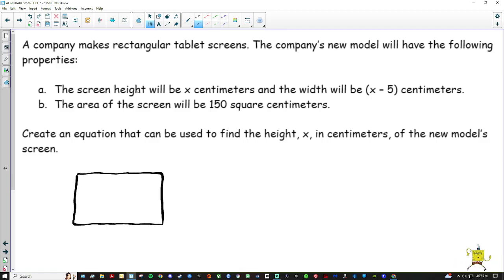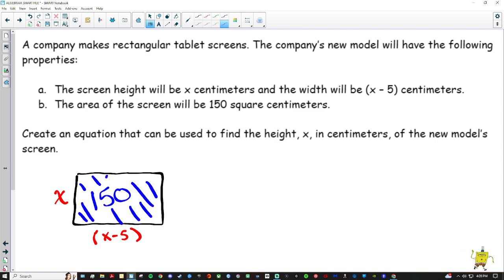Okay. The height is X. So we're going to say, hey, our height is X, and our width is X minus 5. B says the area of the screen, so this whole area, is 150 square centimeters. Okay? So the area of this whole thing is 150. So let's create an equation that can be used to find the height of the new screen.